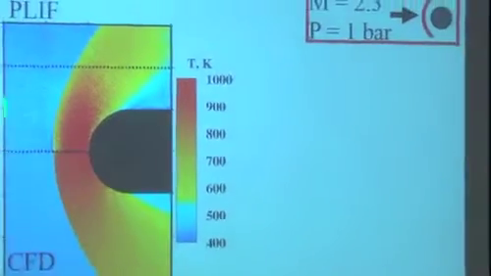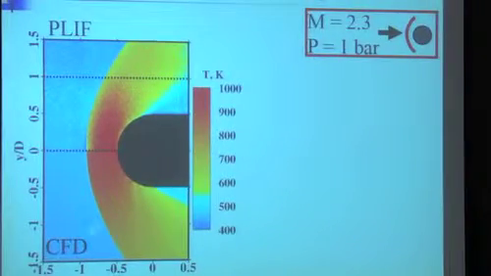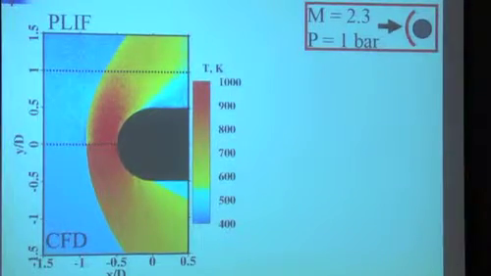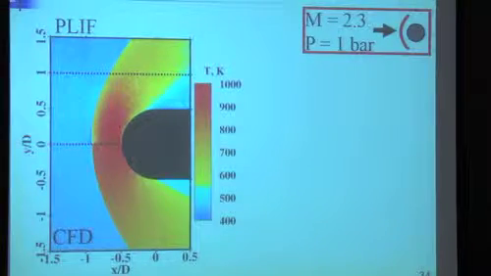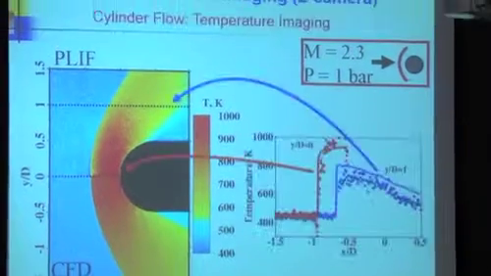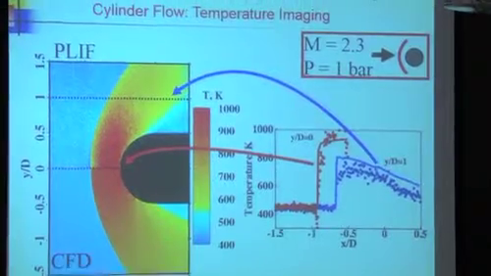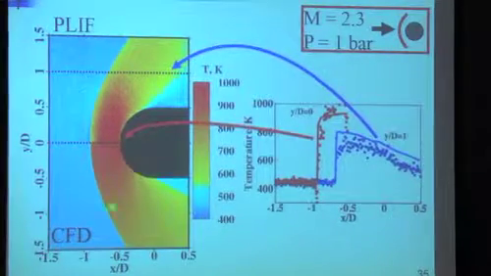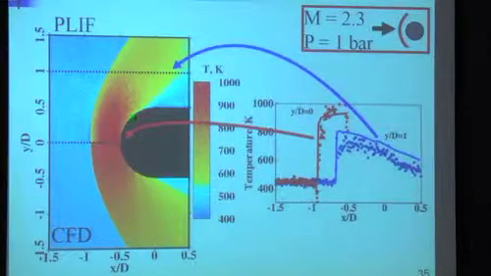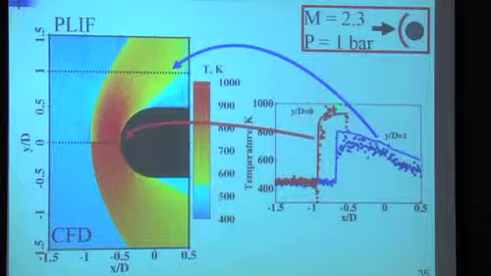Then he went to this cylinder flow. Now it's more interesting because you get variable density and temperature going on. Looks pretty good, and good agreement with his computations. This would be along this line right here or along this line right here. Looks pretty good.